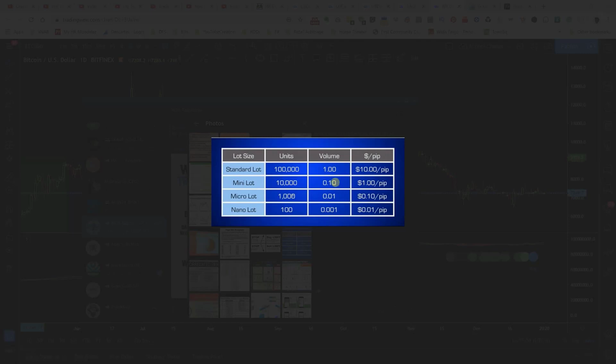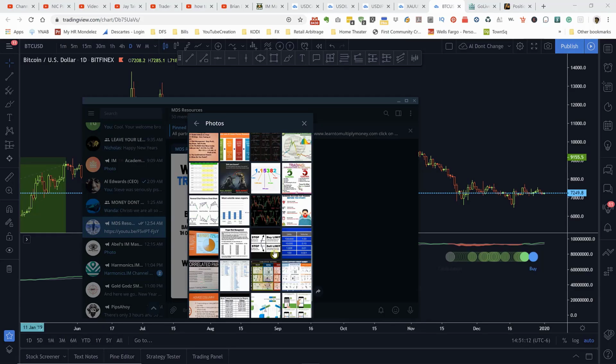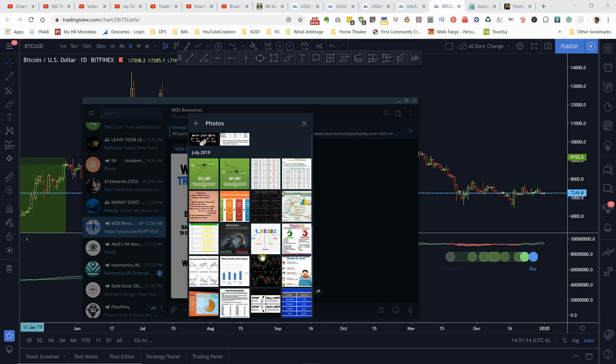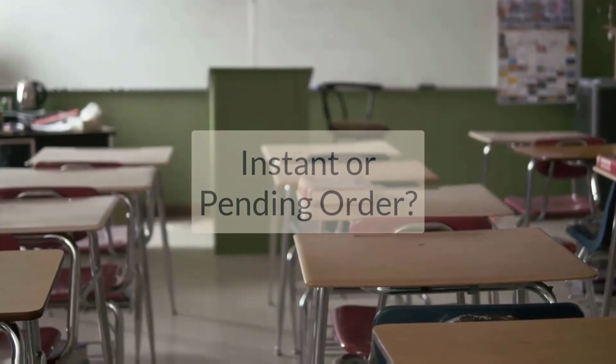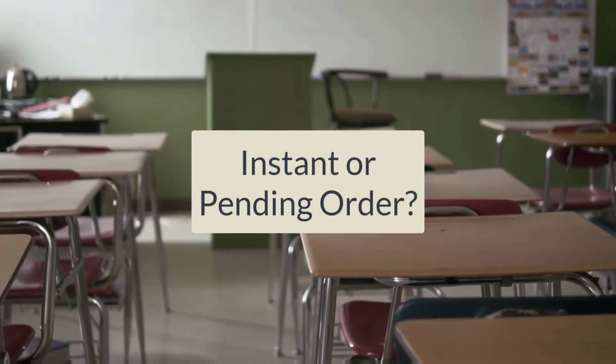So that means what's going to be the quantity or units that you're going to order, and then also what's going to be the volume. That's going to be how much you're going to be risking per pip. So let's go ahead and go on to the next thing. So outside of that, let's talk about order types. So whenever you place an order, there's several types of orders you can place.